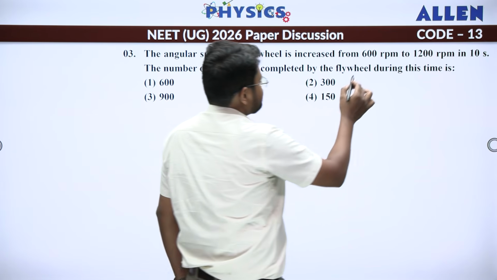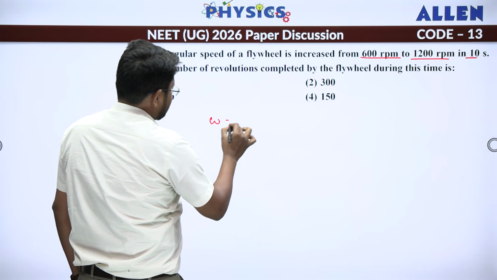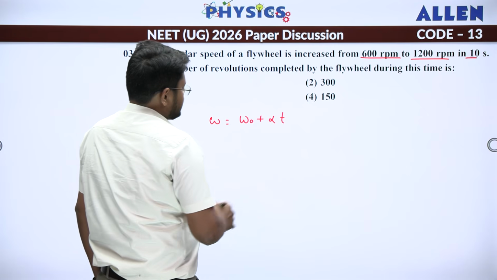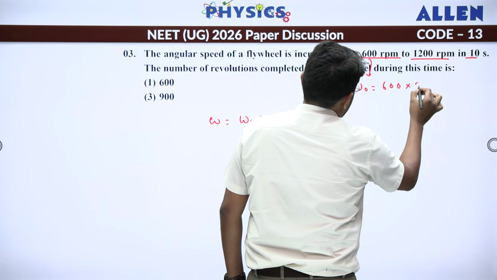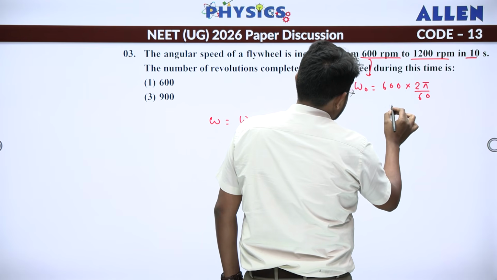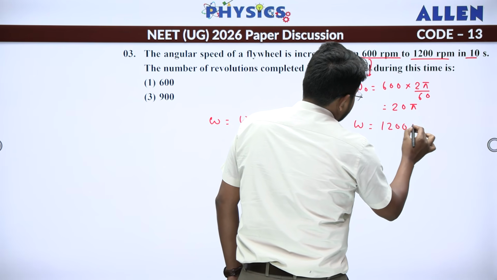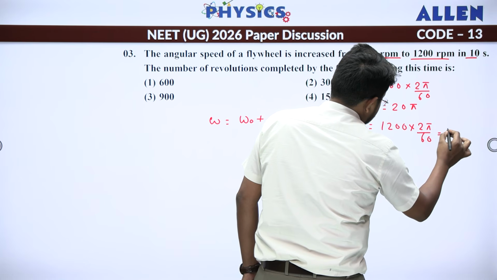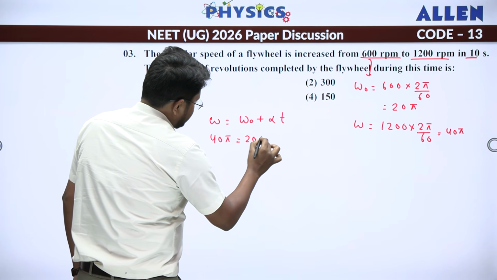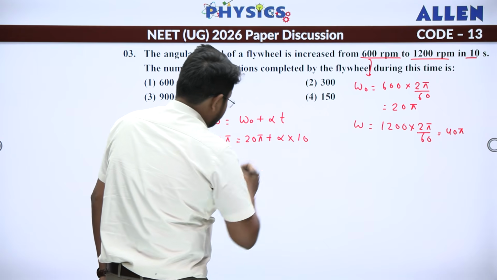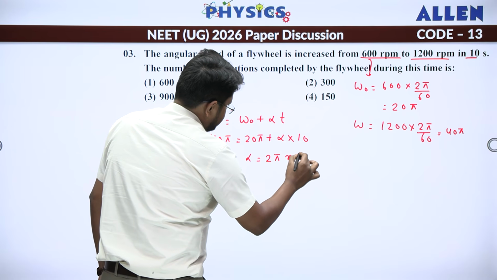Angular speed of the flywheel increases from 600 to 1200 rpm in 10 seconds. From this first information, we can calculate the value of alpha. This is omega naught, 600 into 2 pi by 60 radian per second, so this will be 20 pi. Similarly, omega will be 1200 into 2 pi by 60, so this will be 40 pi. So 40 pi equals 20 pi plus alpha into 10. From here alpha we are going to get as 2 pi radian per second square.